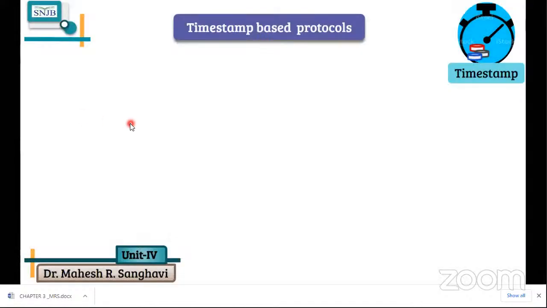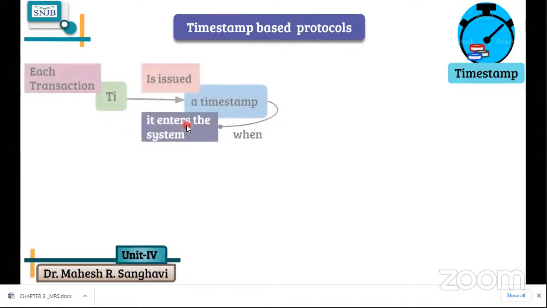Okay, so let's move towards the next type of protocol, that is timestamp based protocols. Timestamp based protocol indicates time and stamp, meaning we need to think about time as one of the factors. This protocol is based on timestamp, so we need to stamp each and every activity using a certain time. So you can understand that it is related to the time factor. Each transaction TI is issued a timestamp when it enters the system. When any particular transaction enters a system, some timestamp is given to it.